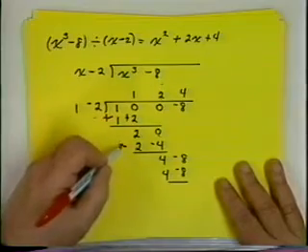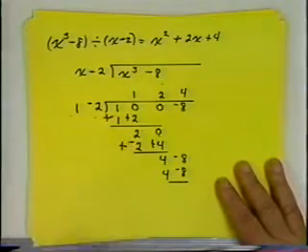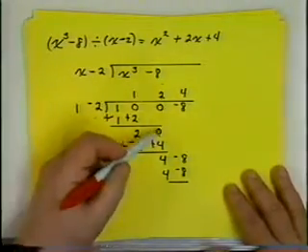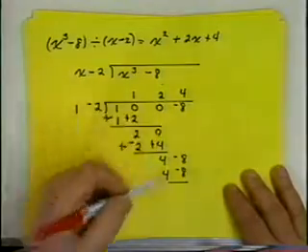How do we subtract? We add the opposite. The 2 and the negative 2 drop out. 0 plus 4 is 4. Bring down the negative 8.